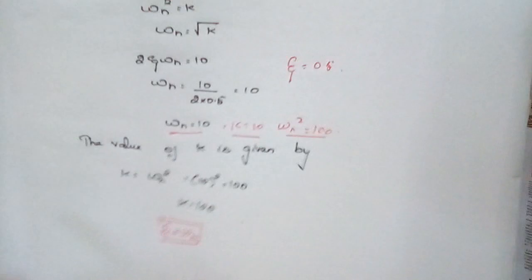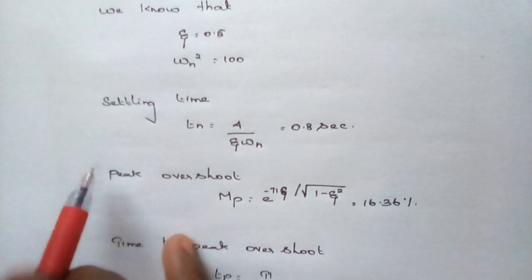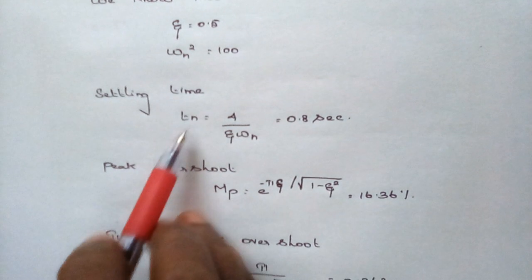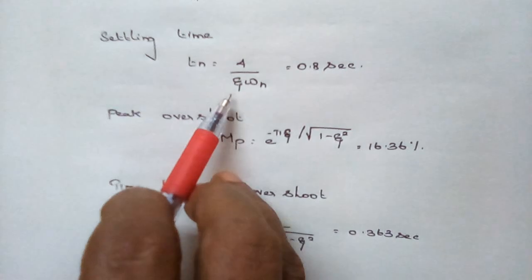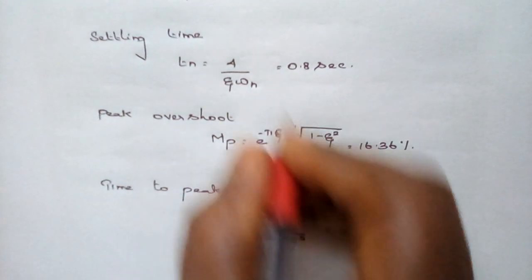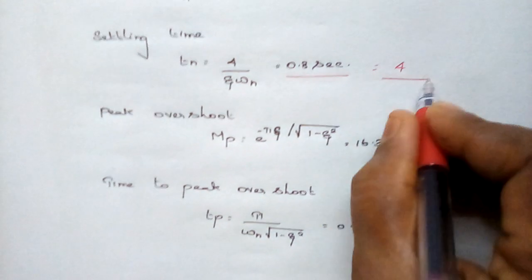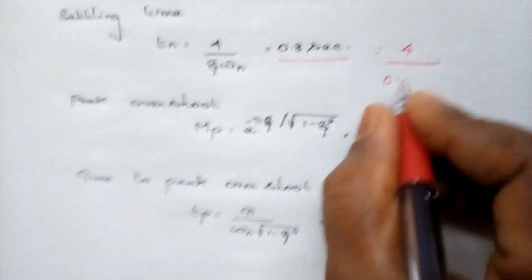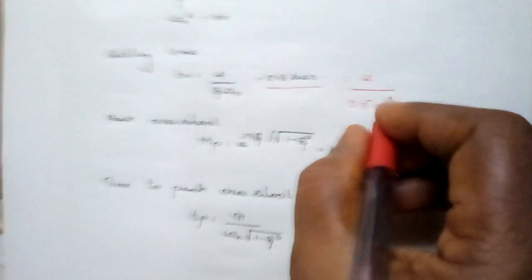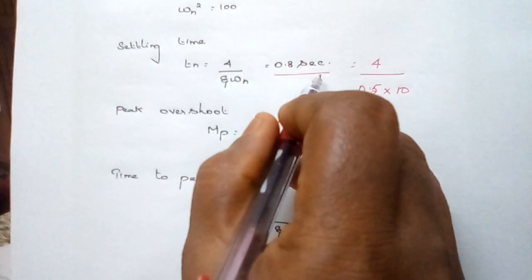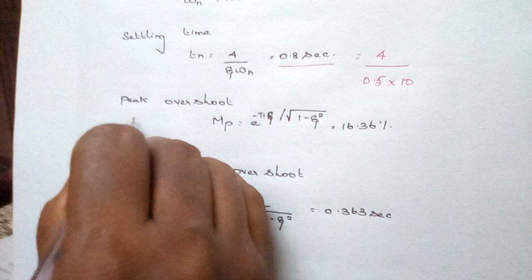Okay, so here our zeta is equal to 0.5, omega n square is equal to 100, and the formula to find out the settling time, Ts is equal to 4 divided by zeta omega n, which is equal to 0.8 seconds. By substituting that, that is 4 divided by, we know zeta is equal to 0.5 into omega n is equal to 10. Okay, so by this we obtain the value as 0.8 second. And next is peak overshoot.